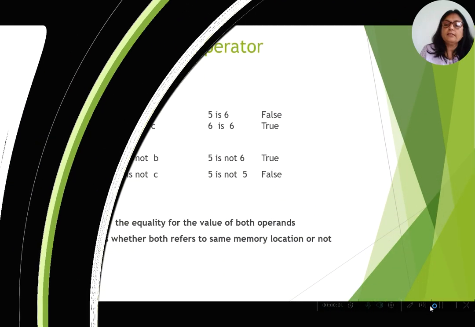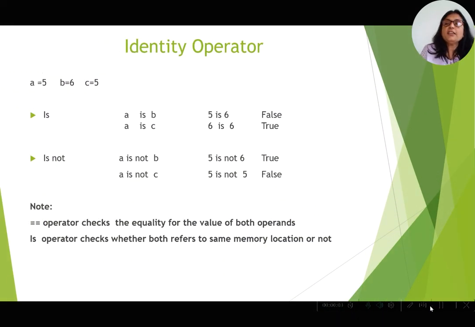Okay, now move to the next lesson. Identity operator. This operator is also a binary operator, it takes two operands. Let's take the variables A, B, C. A value is 5, B value is 6, C value is 5. Here we are comparing two operands A and B, which are integers. And in identity operator, there are two operators, is and is not. Is is more or less similar to the equal to relational operator. Is not is more or less similar to not equal to.